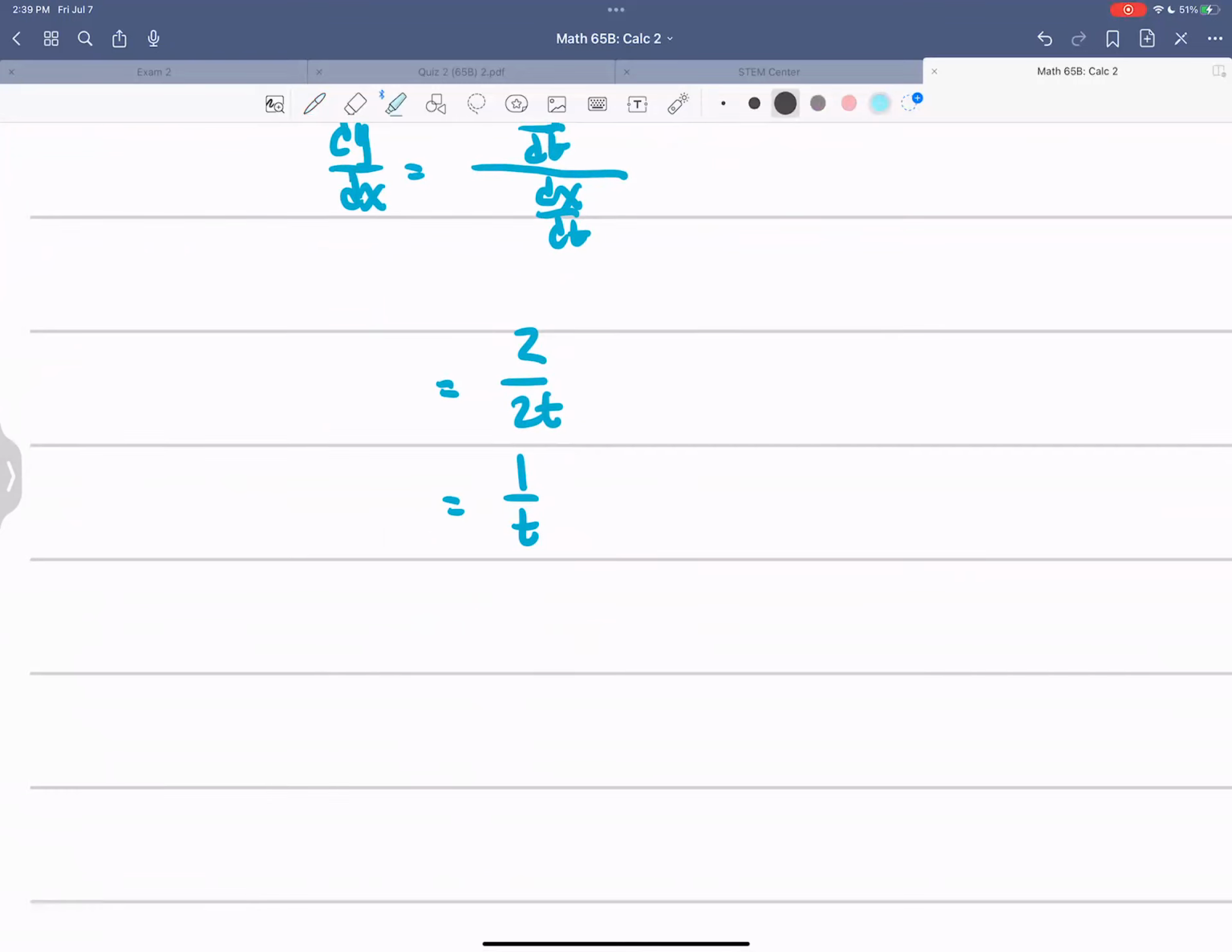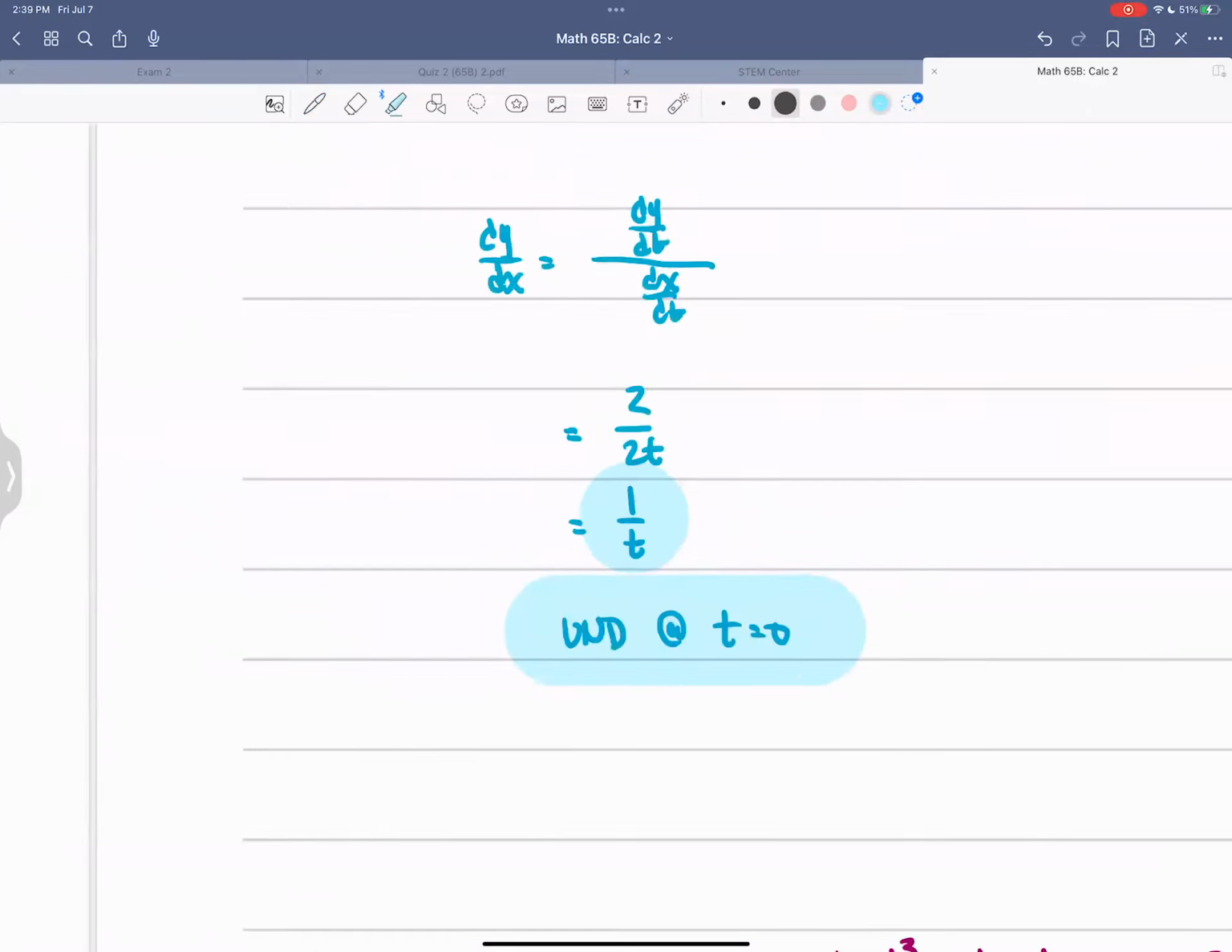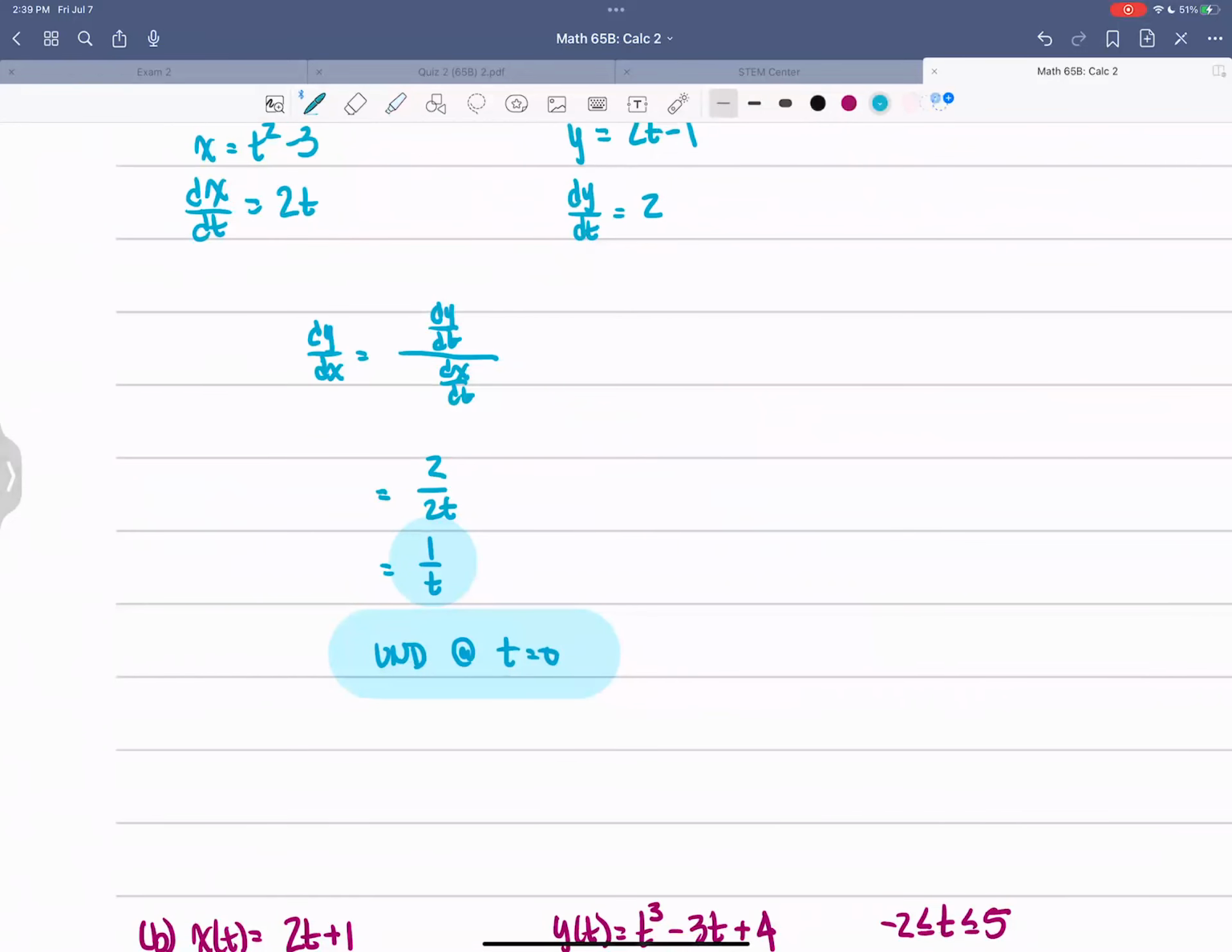which in this case we have 2 over 2t, which is equal to 1 over t. And there we go. We don't have a point where this is equal to 0, so we don't have that critical point. The only critical point we have is being undefined at t equals 0. So undefined at t equals 0. All right, so what does that actually mean for the graph itself?